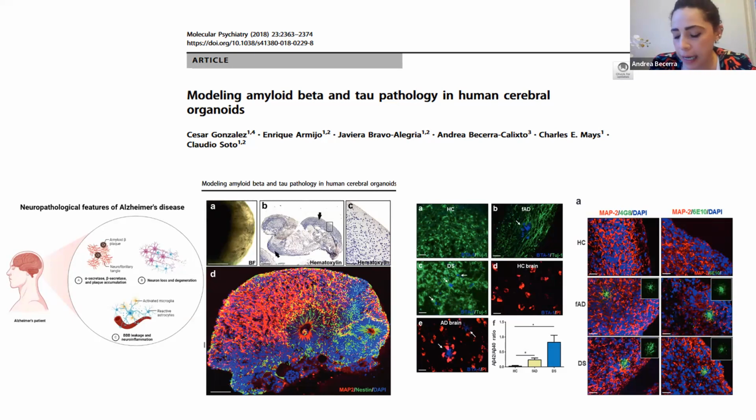Since in Down syndrome, chromosome 21 is related with the ApoE4 gene, which has a relationship with A beta and tau pathologies. So we found in this model, using specific markers for A beta plaques and tangles, that after 120 days of culture, these FAD organoids, so familial Alzheimer's organoids, and Down syndrome organoids were able to develop the histological characteristics of that disease, increased mostly in Down syndrome compared with FAD.